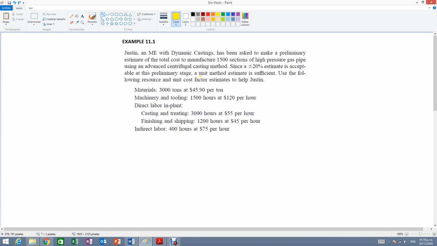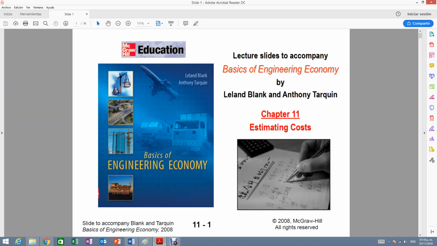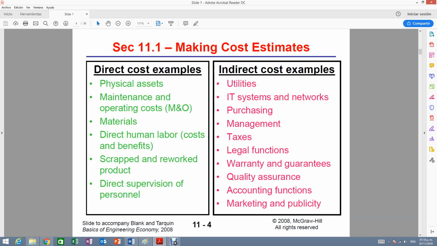Okay, so here we're being asked for a unit method estimate to be performed. In the previous chapters, for all of the problems that you have been solving as of now, you are given the costs, but you have to know where these costs are coming from. So they have been previously calculated for you, but chapter 11 will talk about how to come up with these costs.